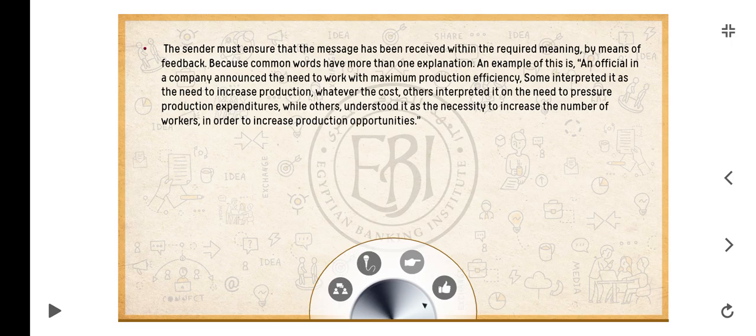An example of this is as follows. An official in a company announced the need to work with maximum production efficiency. Some interpreted it as the need to increase production whatever the cost is. Others interpreted it as the need to pressure production expenditures, while others understood it as the necessity to increase the number of workers in order to increase production opportunities.